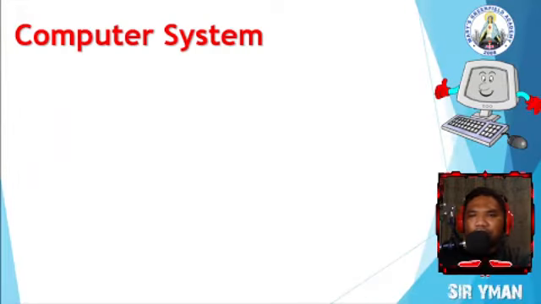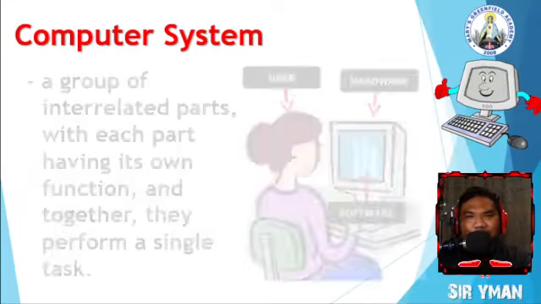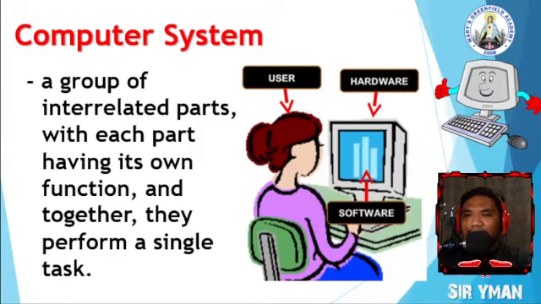So, what we learned about the computer system. A computer system is a group of interrelated parts where each part has its own function. Each component of the computer has its own function. When they come together, they perform a single task. They work together, okay? They all have different responsibilities, but they have one goal. They have one task that they do. So that's the computer system.